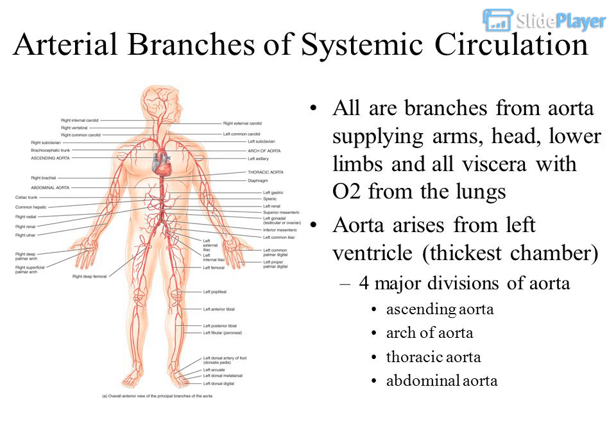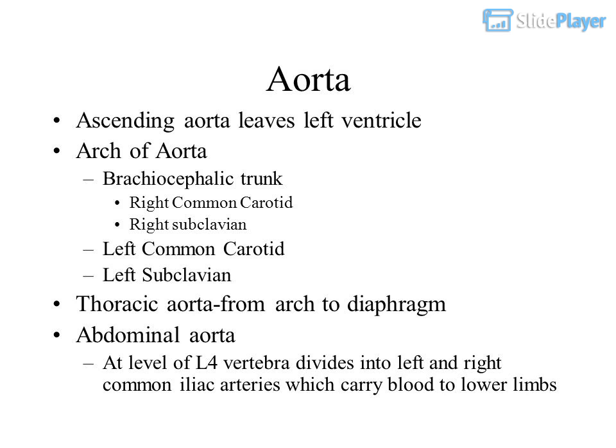The aorta arises from the left ventricle, the thickest chamber. There are 4 major divisions of the aorta: ascending aorta, arch of aorta, thoracic aorta, and abdominal aorta. The ascending aorta leaves the left ventricle, then the arch of aorta.